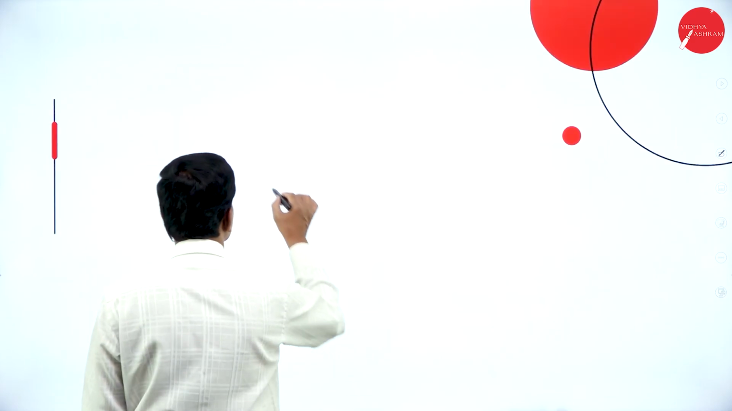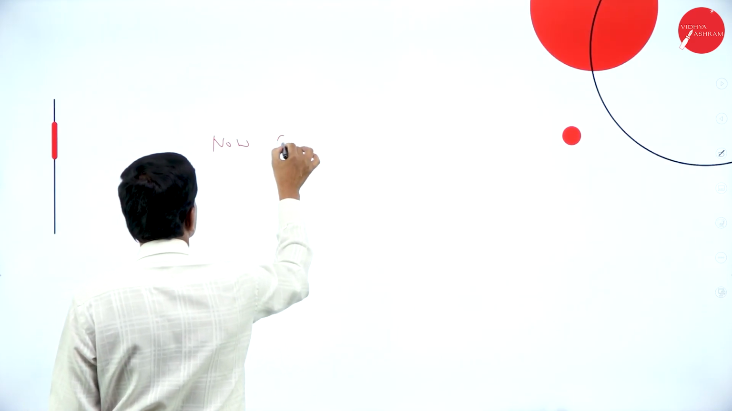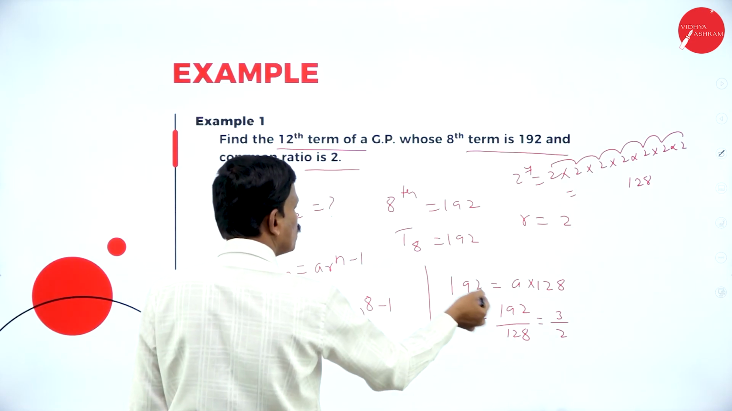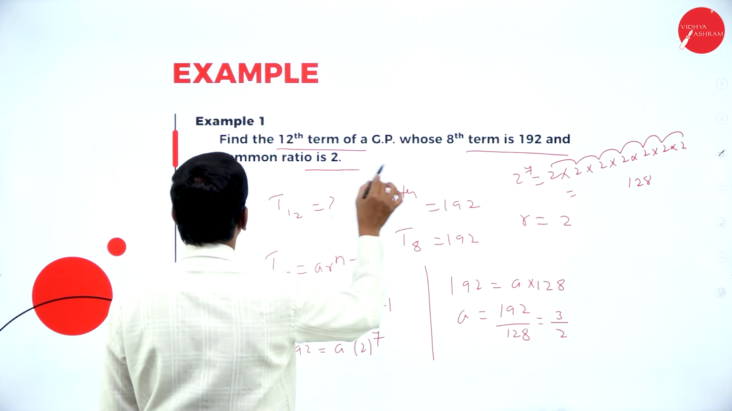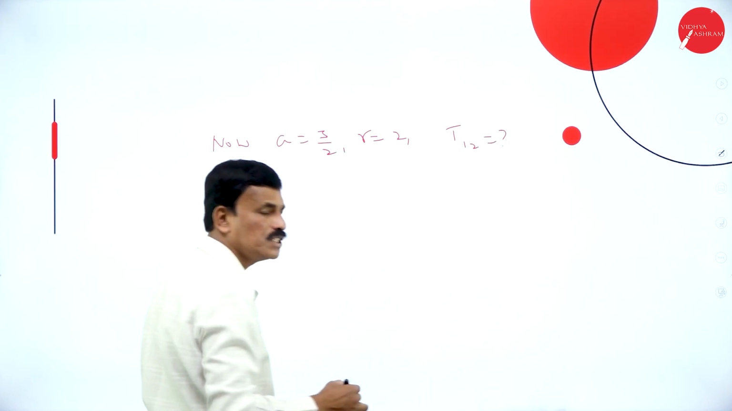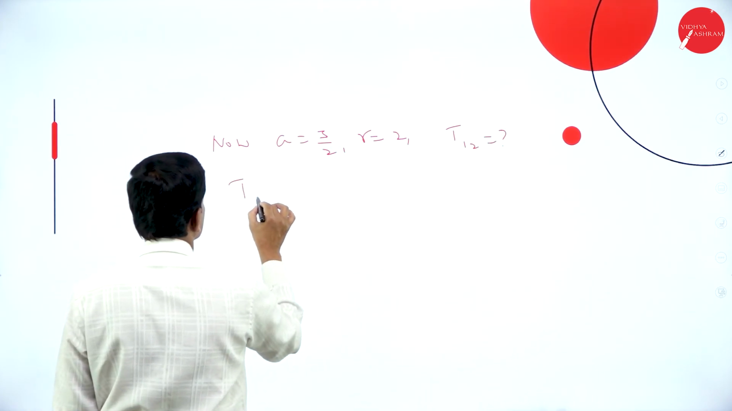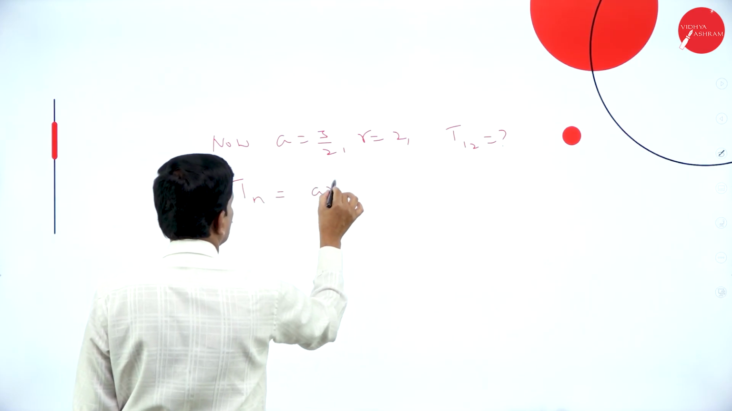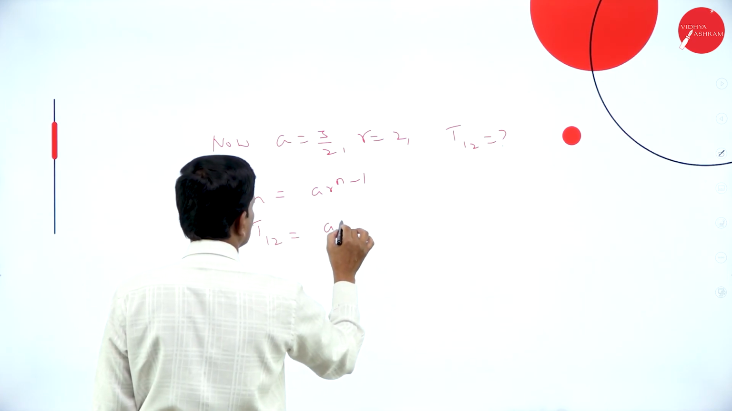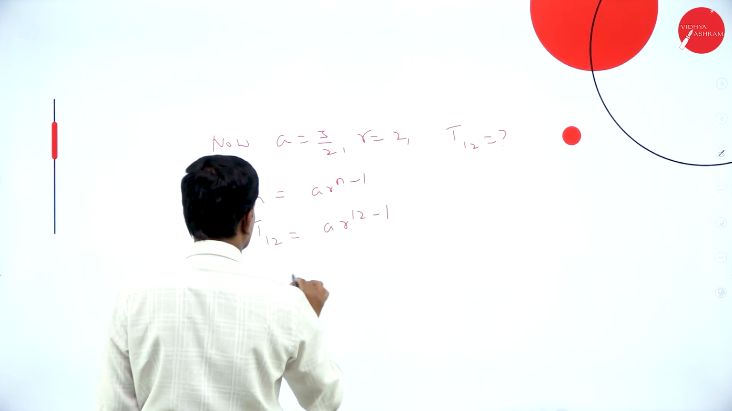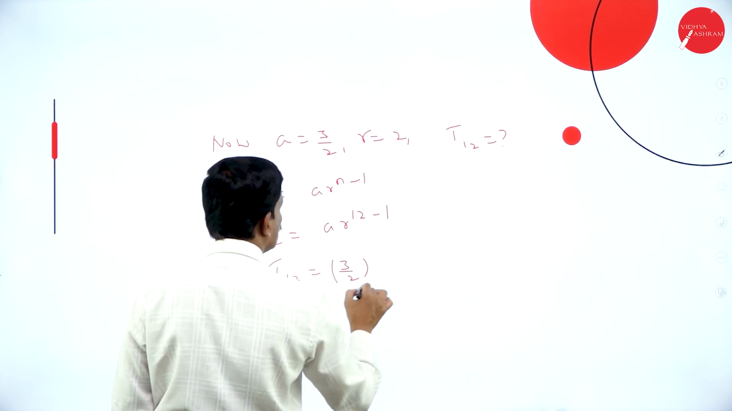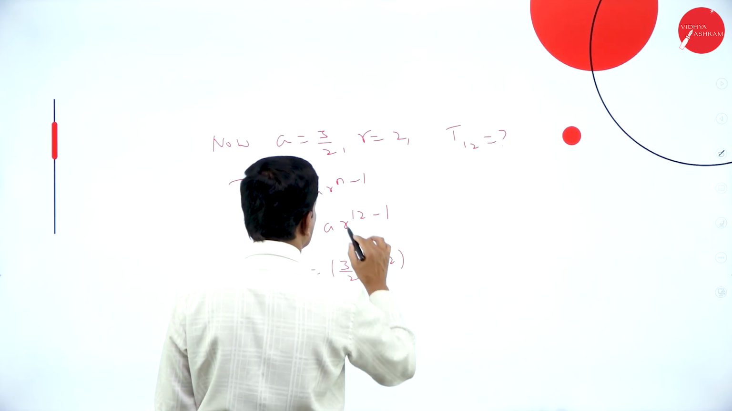Now a is equal to 3 by 2 and the common ratio is 2. What is required to find is the 12th term. T12 is the term to be determined. Tn is equal to a r to the power of n minus 1. Put n is equal to 12. T12 is equal to a into r to the power of 12 minus 1. We know a is 3 by 2 and the common ratio r is 2, to the power of 12 minus 1.